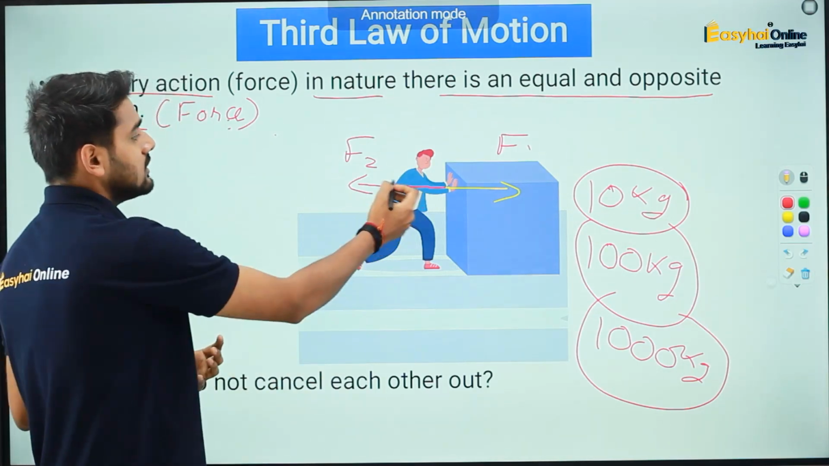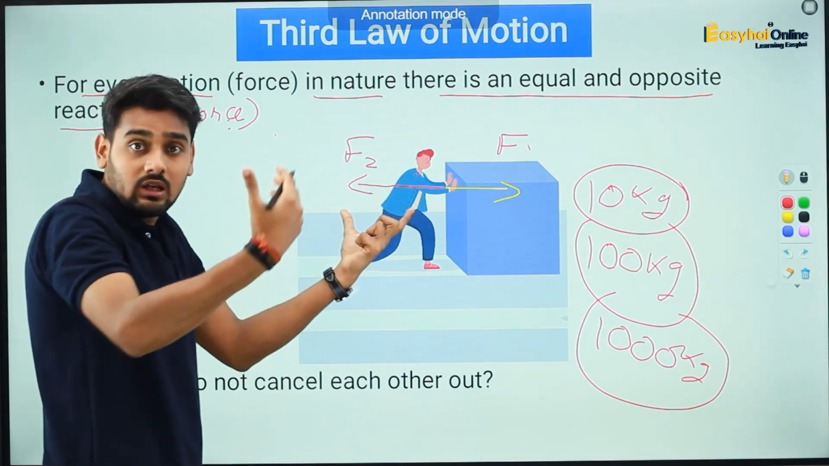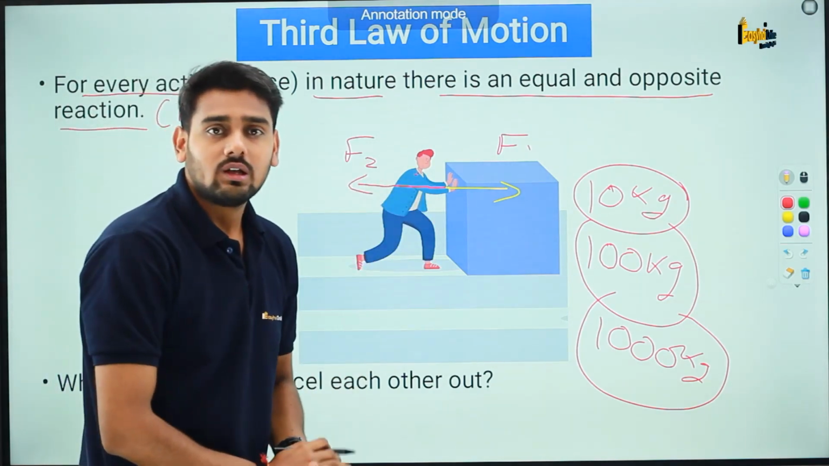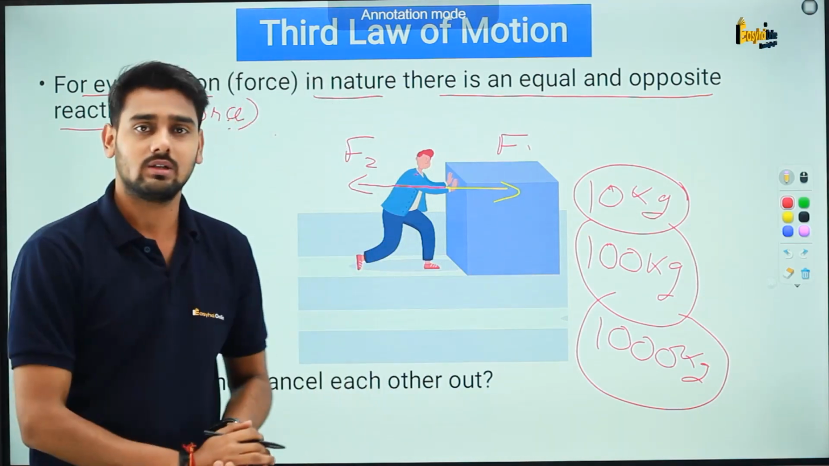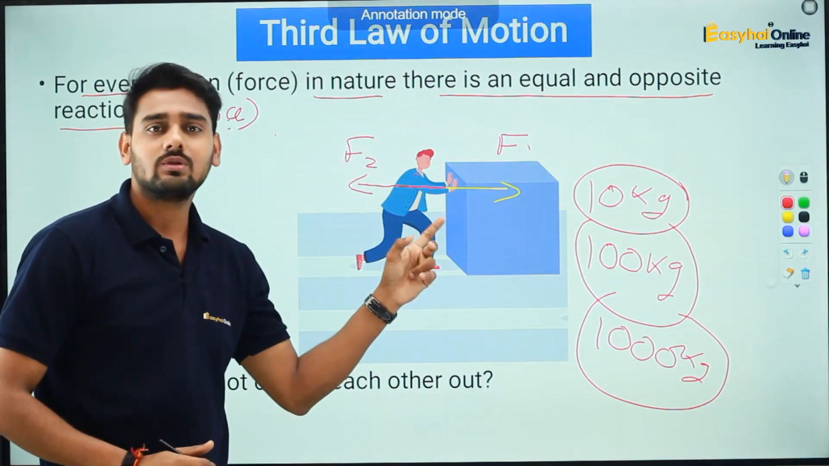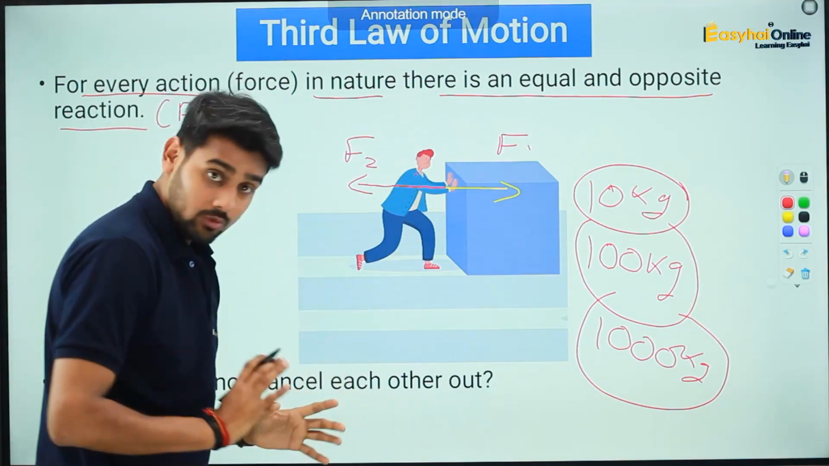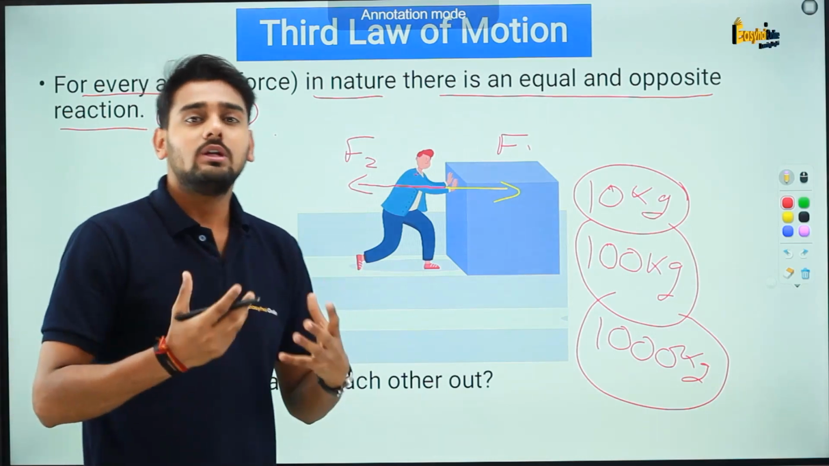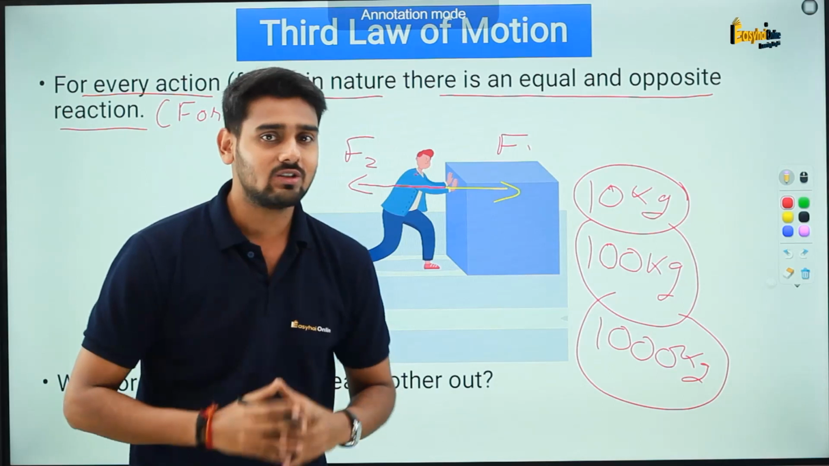In turn, you can see that this F2 is being applied on this boy, and this F2, which is the reaction force, is responsible for the boy's body moving backwards. And this is the exact force which is responsible for the examples that I have given you, that is, you pushing on a wall, or maybe doing push-ups or sit-ups. In each of the cases, this is the reaction force.